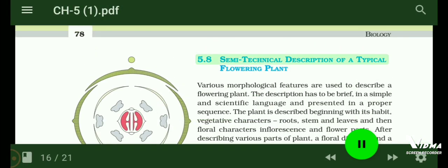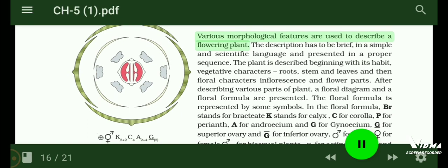Semi-technical description of a typical flowering plant. Various morphological features are used to describe a flowering plant. The description has to be brief, in a simple and scientific language and presented in a proper sequence. The plant is described beginning with its habit, vegetative characters, roots, stem and leaves, and then floral characters, inflorescence and flower parts. After describing various parts of plant, a floral diagram and a floral formula are presented.